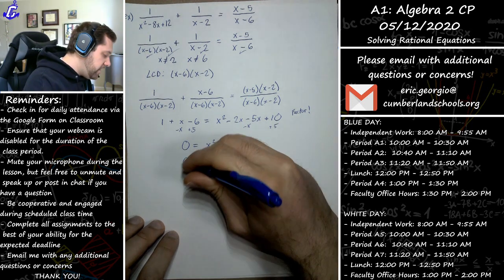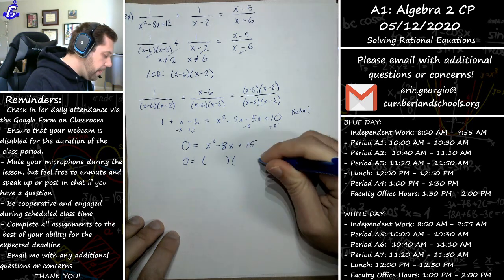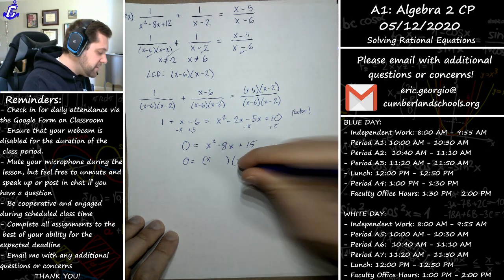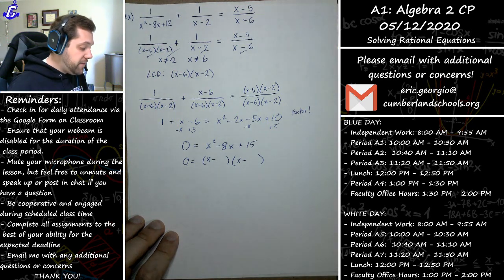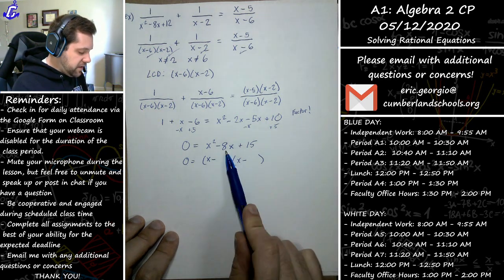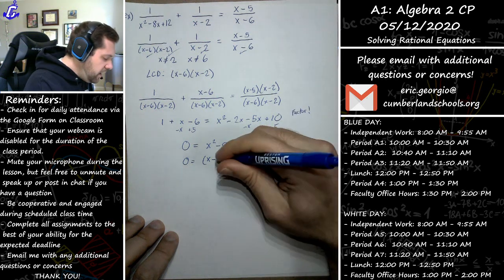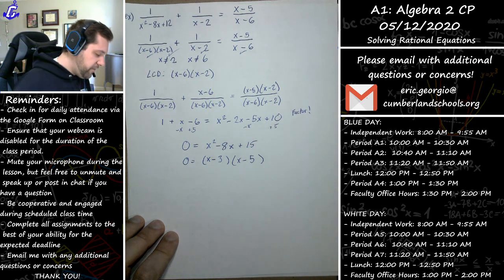We can break that down now by factoring. Again, we need x times x to make x squared. Same sign to make that positive value at the end, and they both have to be negative to come out to this negative 8. And the factors that are going to work here are 3 and 5.